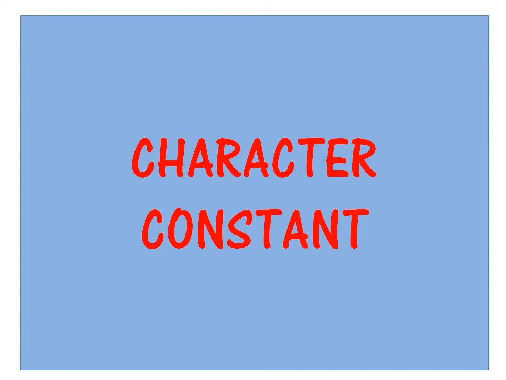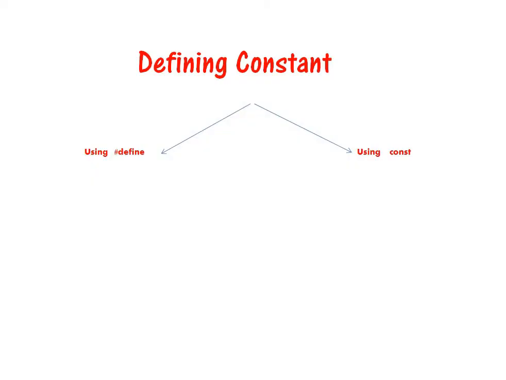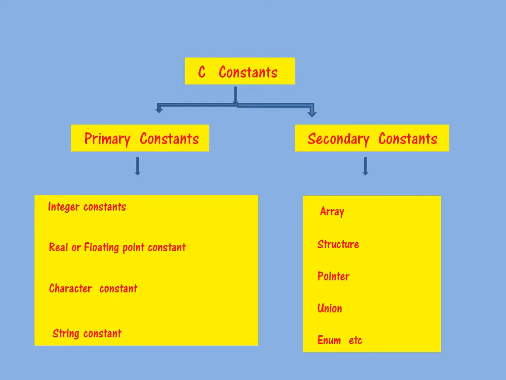In today's lesson, we are going to talk about character constant. In the previous lesson, I have already explained constants using hash define and the const keyword, in my constant tutorial part 1. After that, types of constant. There are two types of constant, primary constant and secondary constant. In primary constant: integer constant, real or floating point constant, character constant, string constant.